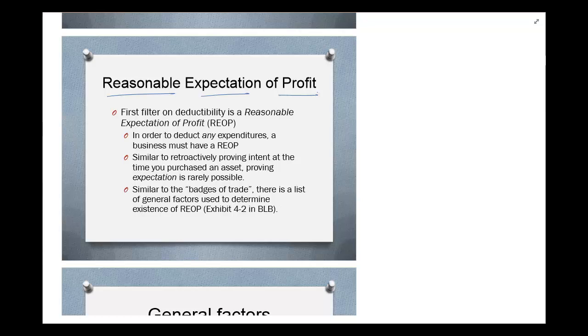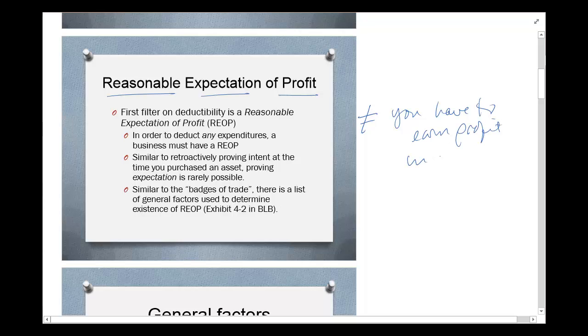And I actually said zero. We don't know what the number is, but if it doesn't have a reasonable expectation of earning $1 of income, of profit at some point, you can't deduct anything. You're not even in the deductibility party. But what we have to remember off the top, this does not equal that you have to earn profit in order to deduct. Okay, so not equal to that.